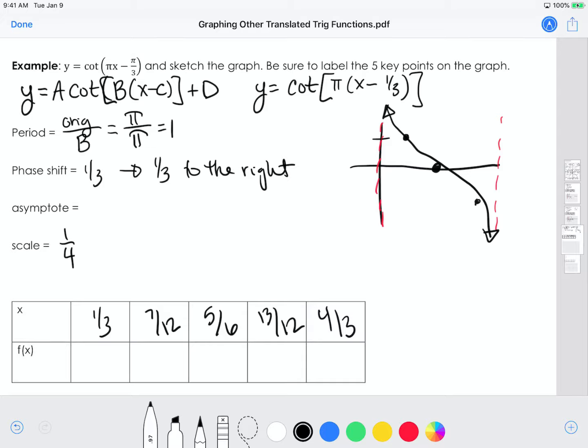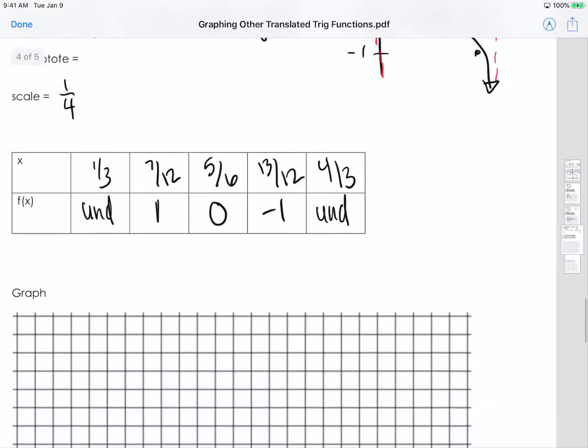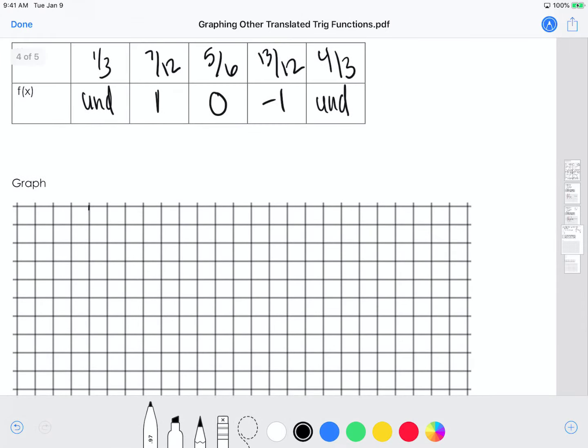So normally this would be at 1, and normally this would be at -1. So at 1/3, we're going to start with an asymptote. Then the next point would be at 1. Since there's no vertical shift and there's no vertical stretching, I can just leave it at 1. 5/6 is our center point, so that's going to be at 0. And then our next point would be at -1. And then our last point is going to be where we have our asymptote, which is undefined. So let's go ahead and graph this.